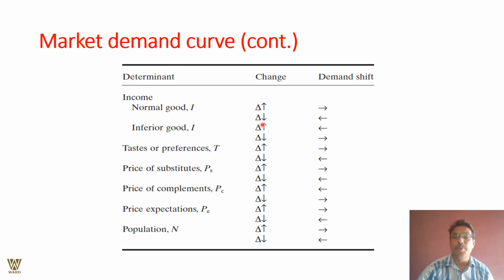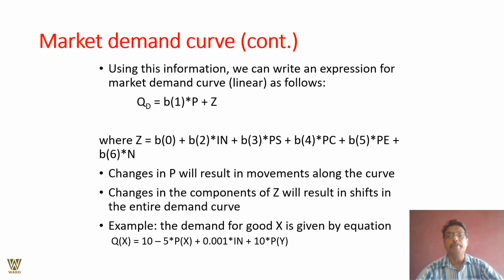See, for income and a normal good, the change is on the positive side. The demand shifts to the right-hand side. For an inferior good, the change is on the negative side. The demand shifts to the left side. So demand is decreasing. Depending upon taste and preferences, whether it goes up or down, you will look at whether demand is increasing or decreasing. Similarly for the price of substitutes, the price of complements, price expectation and population. This is what we need to keep in mind.